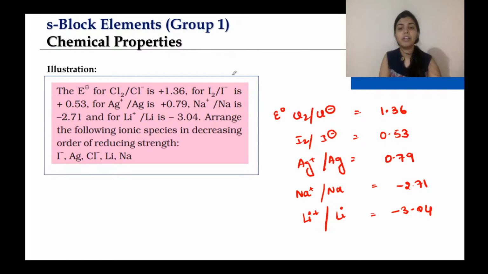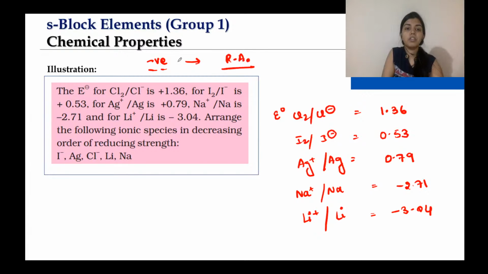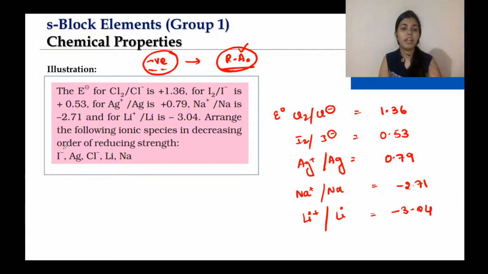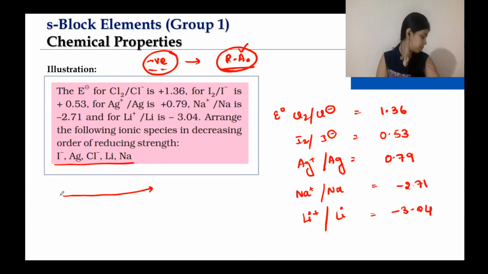I'll give you a hint. The more negative the electrode potential, the stronger the reducing agent. The more negative the reduction potential, stronger is the reducing agent. Now you arrange them in decreasing order of reducing agent. Which will come first? Anyone with the answer?